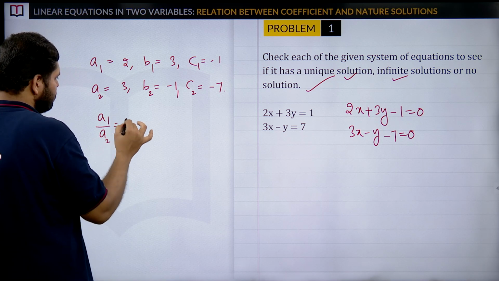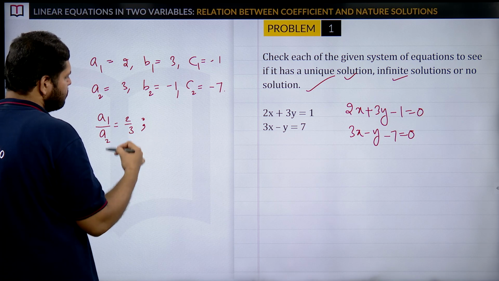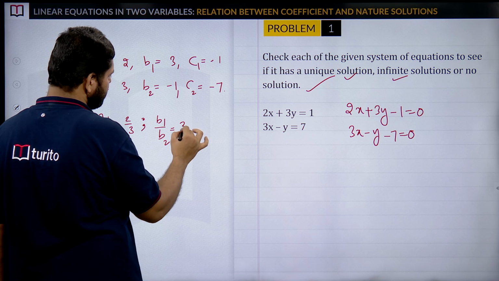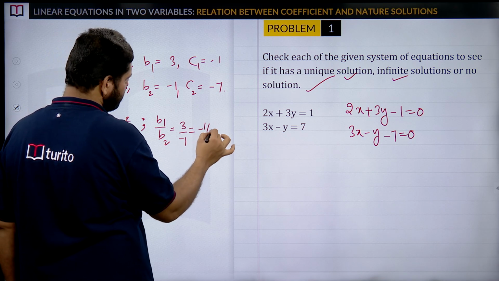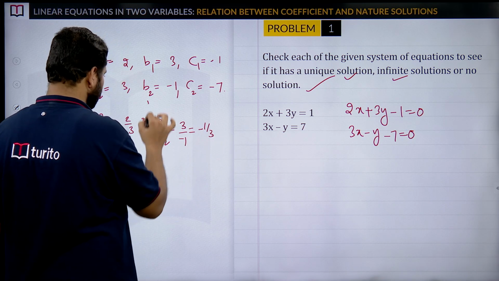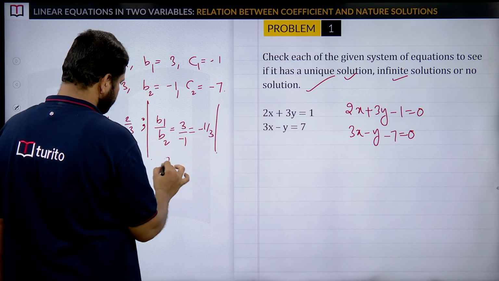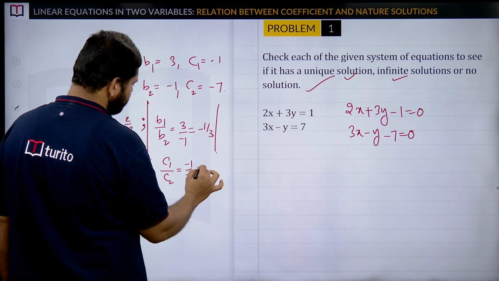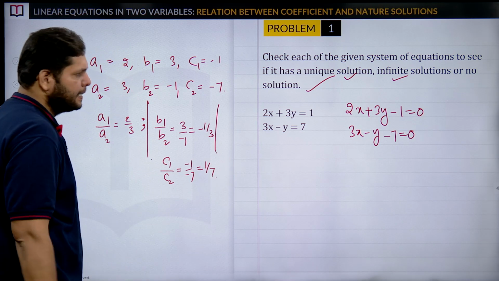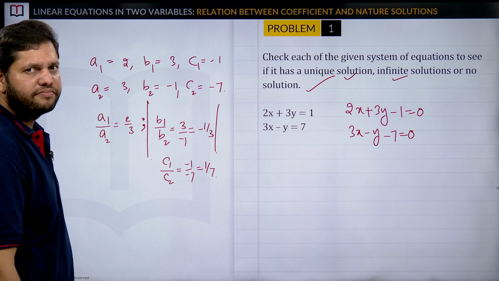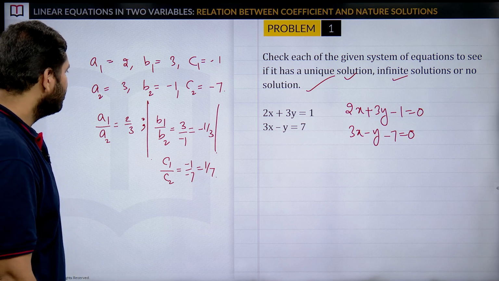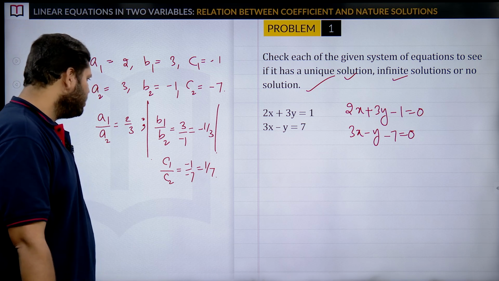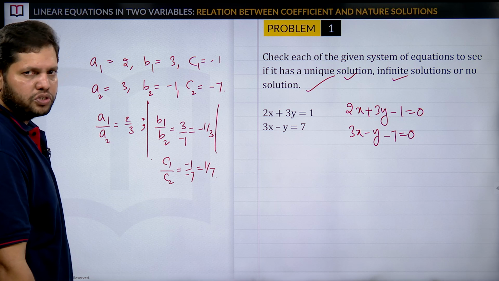a1 by a2, that is 2 upon 3. So b1 by b2, what is the ratio, children? That is 3 upon minus 1, so we can say minus 3. Now, children, find the ratio c1 by c2. Minus 1 by minus 7, that is 1 by 7. Okay, children? First a1 by a2, then b1 by b2, and then c1 by c2. Now, children, look at the a1 by a2 and b1 by b2 ratios.